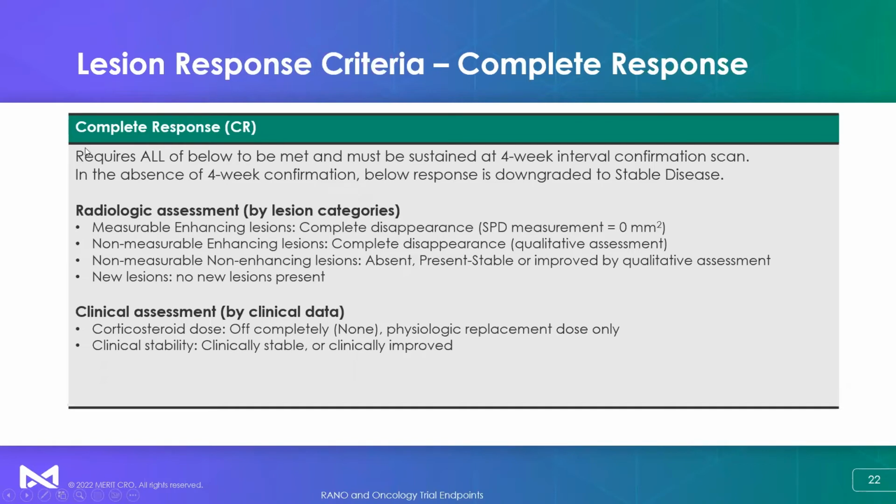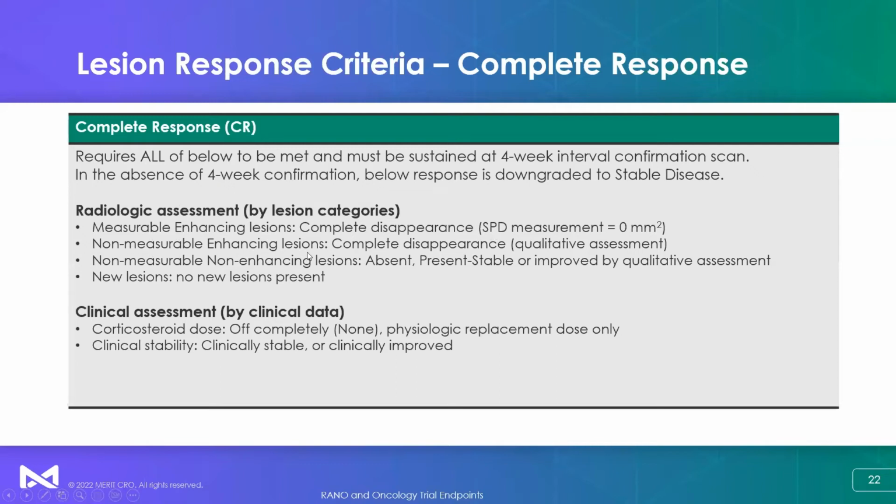For the CR, or complete response, all of the below requirements must be met and must be sustained at least 4 weeks on a confirmation scan. If the confirmation scan does not confirm that the CR has been sustained, then the response is downgraded to stable disease. So first, for the radiologic assessment, the measurable enhancing lesion has to completely disappear, which means 0 millimeter square in the measurement of the SPD.